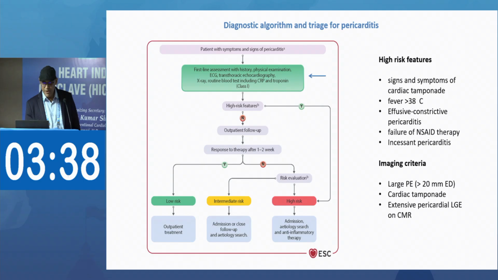For the patient with pericarditis, triage is important, and basically depends upon the ECG, transthoracic echo, X-ray, routine blood investigation, CRP, and troponin. And these patients can also be divided into low risk, intermediate risk, and high risk. Pericarditis patients who have signs and symptoms of cardiac tamponade, fever, effusive constrictive pericarditis, failure of NSAID therapy, and incessant pericarditis, and the imaging criteria of large pericardial effusion, cardiac tamponade, or extensive LGE on CMR are considered to be high risk patients, and these patients require admission, etiology search, and aggressive anti-inflammatory therapy should be initiated in this group of patients.